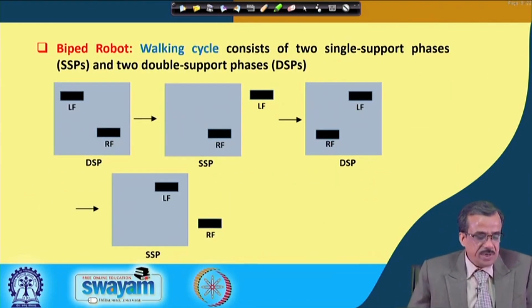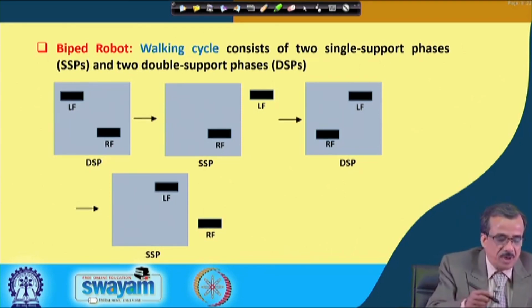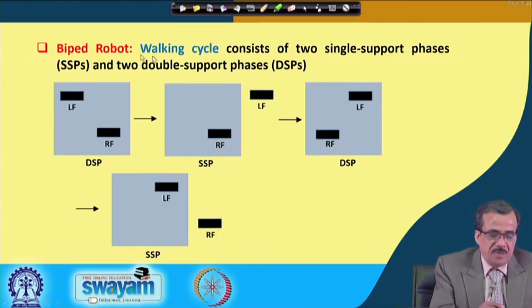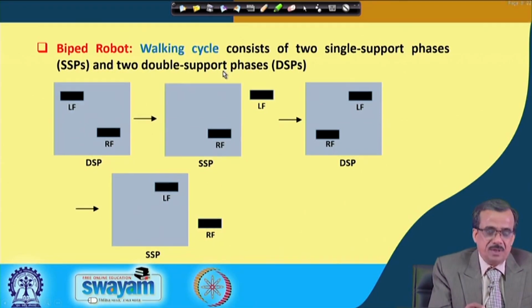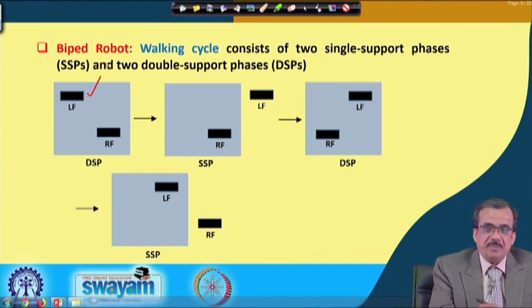Here I am going to take one example to show you the walking cycle of a biped robot. This walking cycle consists of 2 double support phases and 2 single support phases. Here you can see a biped robot, the humanoid robot, walking, and in a particular cycle, supposing the left foot is on the ground and the right foot is also on the ground. This is nothing but the double support phase, where both feet are on the ground.